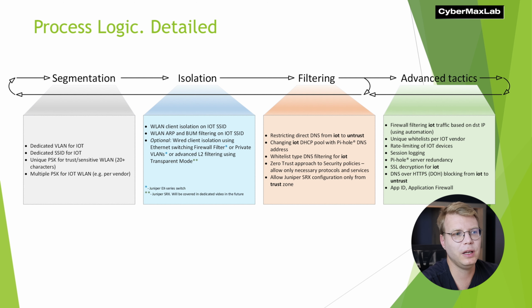And the final thing is App ID, or application firewall, which you can use on SRX, but this is a licensed feature. In addition, you can analyze what kind of data and what kind of protocols your IoT devices are using, and then based on your collected knowledge, you can introduce some application firewall rules. So this is again optional. And as I mentioned before, remember this is a looped process.